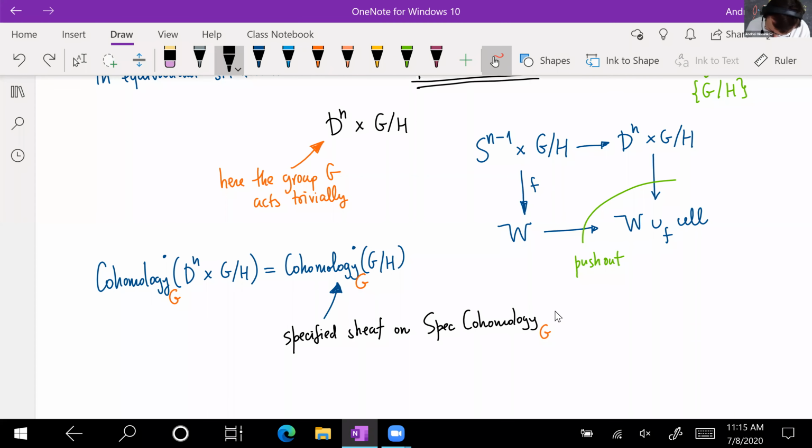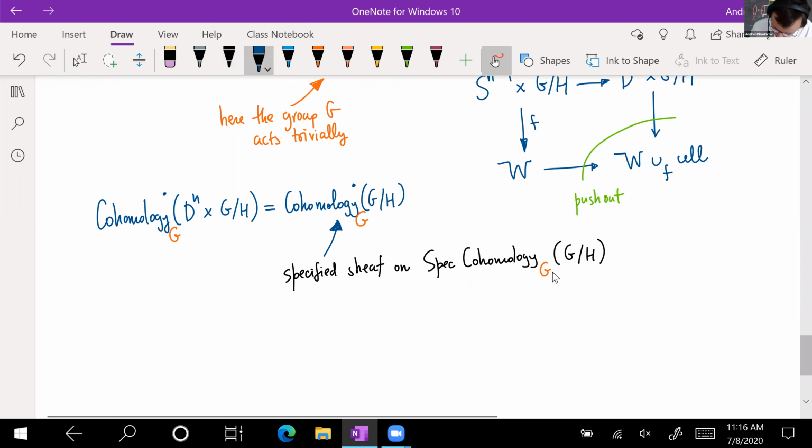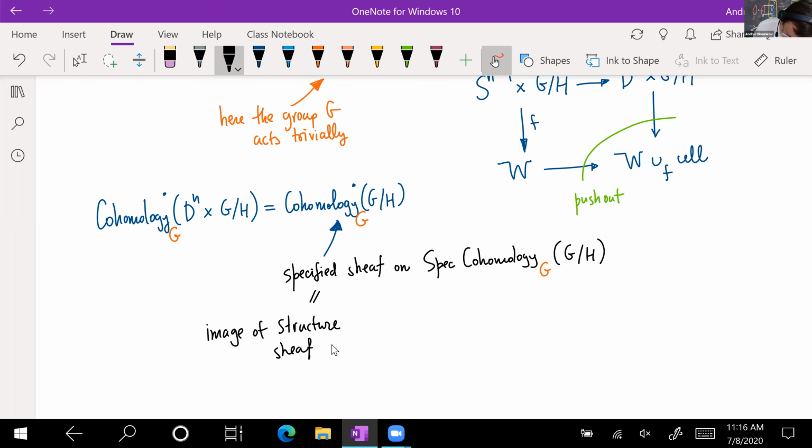By the basic axioms of what we expect from group actions: remember, we expect that if I have a space with a free group action, then its equivariant cohomology is just the cohomology of the quotient. So this is the image of the structure sheaf. The ring itself is called the structure sheaf.